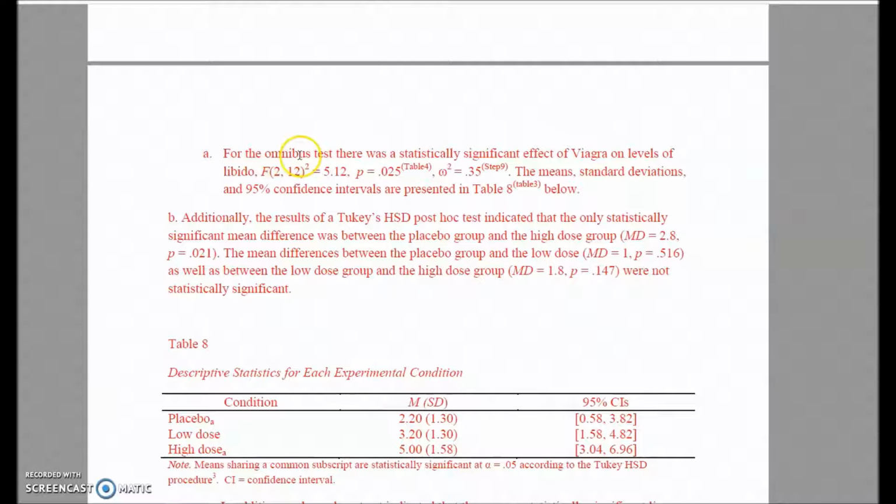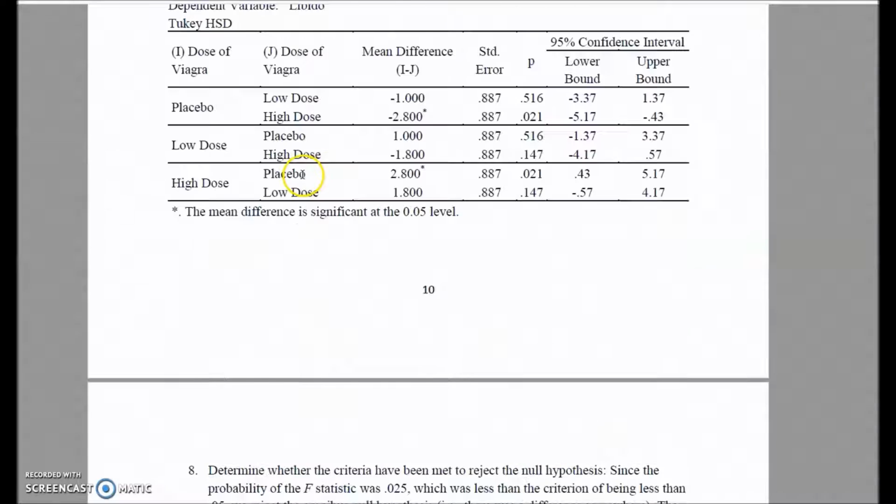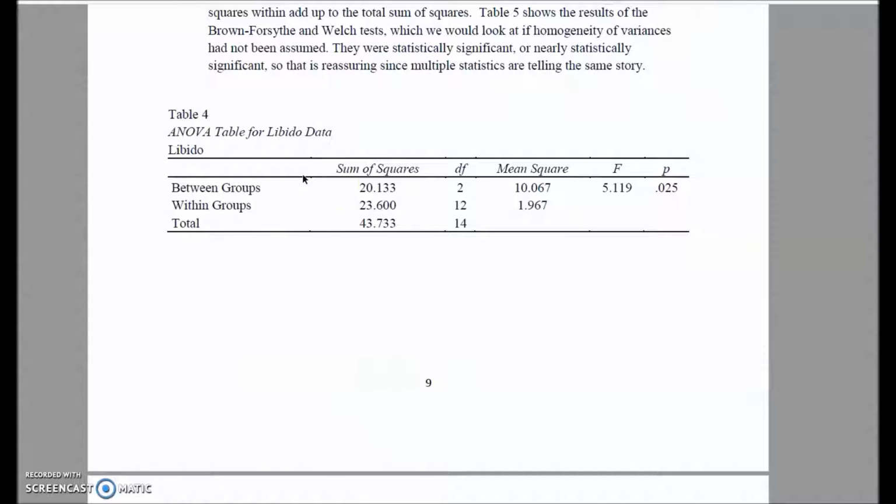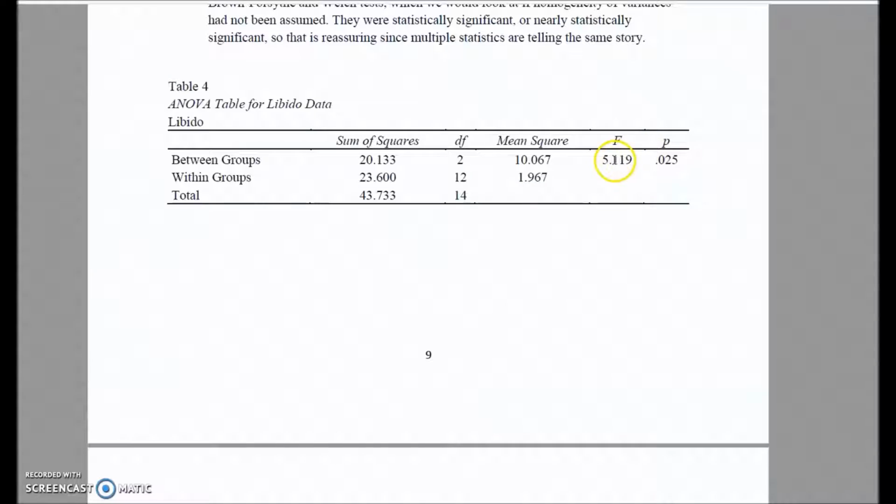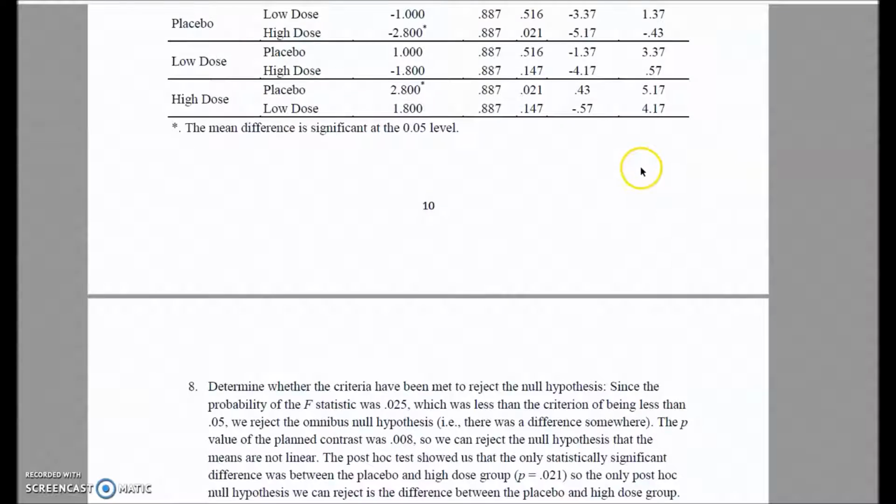So for the omnibus test, there is a statistically significant difference of Viagra on levels of libido. So the dose of Viagra on levels of libido, F(2, 12). I go back to my contrast table. This 2 is between the groups, within the group is 12. So this is where the 2 and the 12 are coming from. And this is my F value. This is my P value.